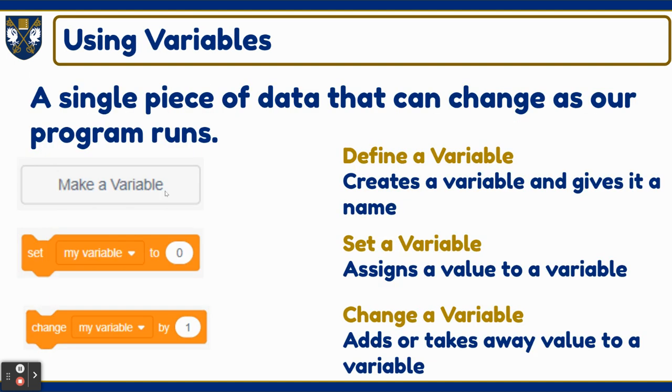So using variables, we have three blocks that we typically use. The first block allows us to create a variable or define a variable by giving it a name. The second block, set a variable, allows us to assign a value to a variable. And then the third block allows us to change a variable by adding or taking value away. This is one we typically use when we are working with numbers.